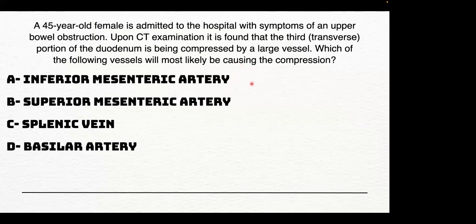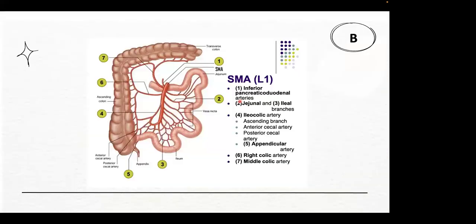So it is B. It is a superior mesenteric artery. Let's talk more about it. After Abdullah explained the celiac trunk very well, and as Abdullah mentioned, Dr. Vlad's video is amazing. I highly recommend you watch it because he draws it piece by piece, and everything makes sense. So let's talk about the superior mesenteric artery.